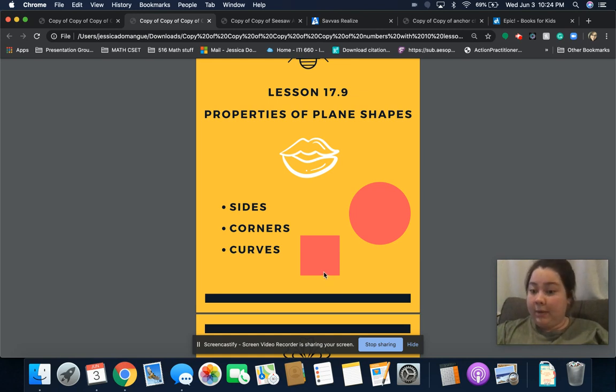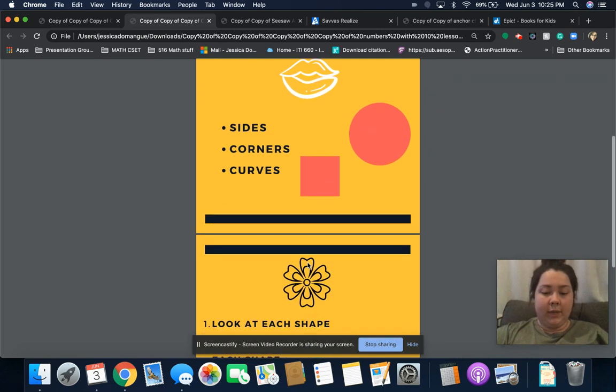And corners. How many corners does a square have? 4. Good. And curves. A circle has a curved shape. A square does not have any curves. So those are some ways that we can look at things.